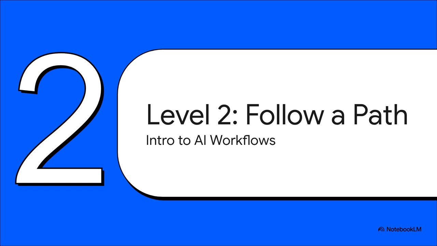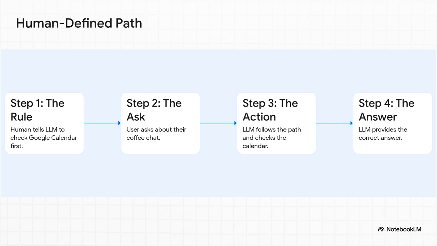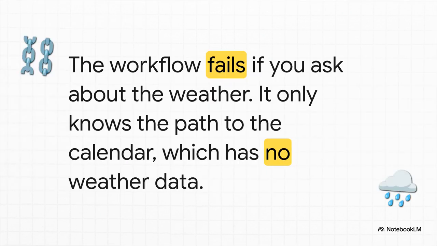This is where we introduce the idea of AI workflows. A workflow is really just a set of instructions, a path that a human lays out for the AI to follow. We basically tell it, hey, before you do anything else, your first step is to check my Google Calendar. Now, when we ask about that coffee chat, it has a path to follow, and it can give us the right answer. But here's the problem, and it's a big one. That path is totally rigid.